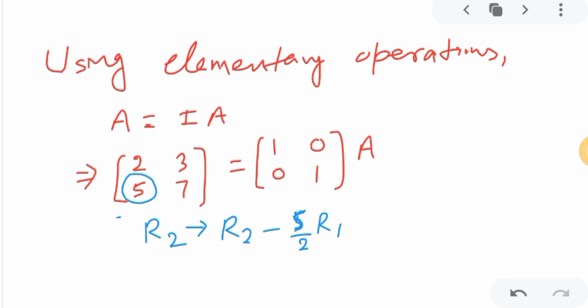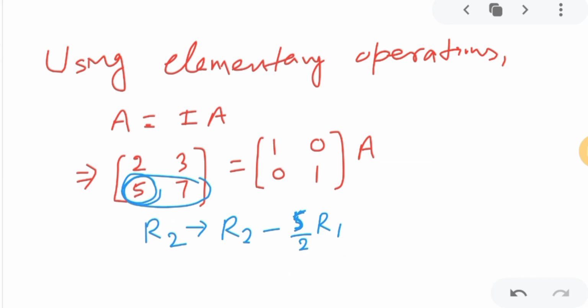I discussed in previous videos also how we will solve this. The corresponding element, R2 will change. First element 5 becomes 5 minus 5 upon 2 into R1. R1's corresponding element is 2, so 2 into 5 upon 2 is 5, and 5 minus 5 is 0. So this 5 will now become 0.